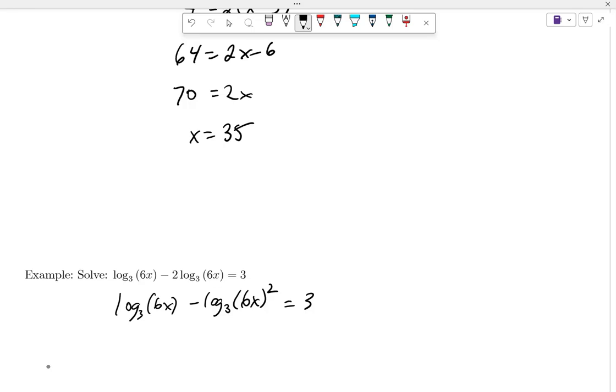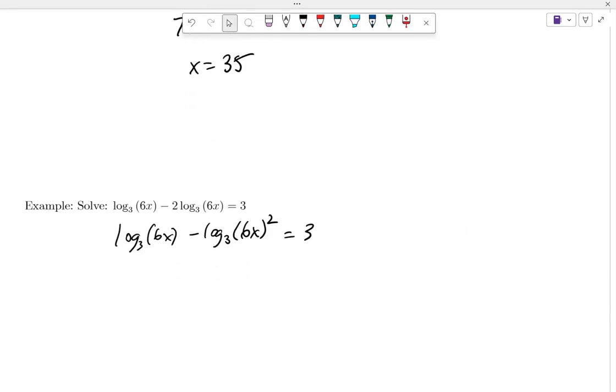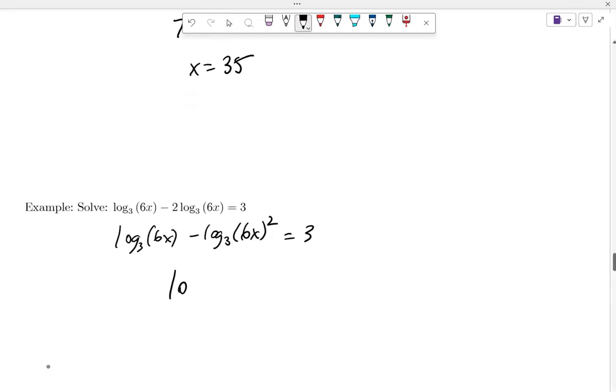Now in this problem, we have subtraction rather than addition. How do we rewrite subtraction? Division. Good. So it'll be log base 3 of 6x divided by 6x squared equals 3. Does this look like a problem we've done now? Yeah, it's the whole goal, right? Trying to get it to look like things we've done. What do we do next?